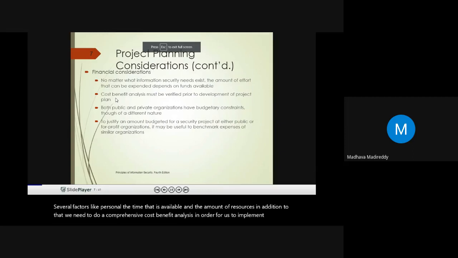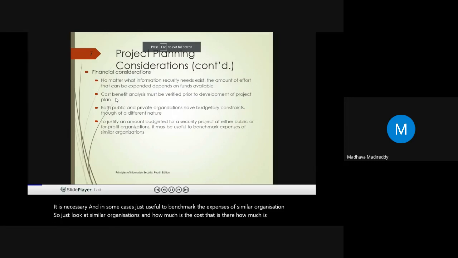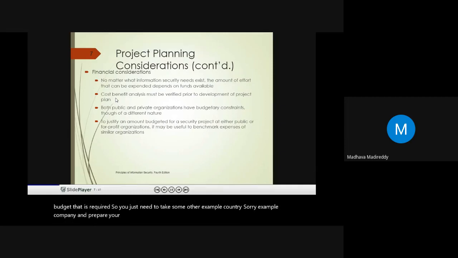So both public and private organizations have budgetary constraints, and they act in different ways. So to justify the amount that is budgeted for a security project at either a public or a non-profit organization, it is necessary, and in some cases just useful, to benchmark the expenses of similar organizations. So just look at similar organizations and how much the cost is, how much is the budget that is required. So you just need to take some other example company, and prepare your budgetary considerations.